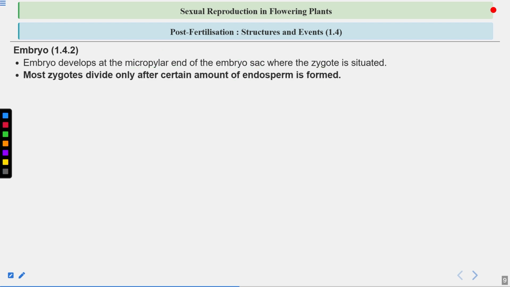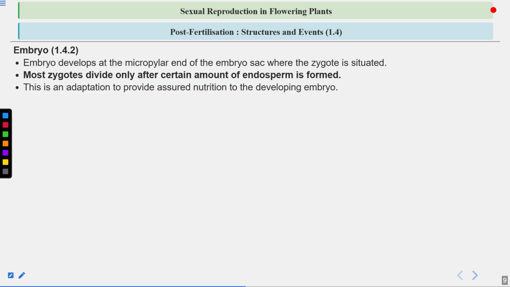Most zygotes divide only after a certain amount of endosperm is formed. Very important line, and that is why it is highlighted. And why this? Because the development of the embryo requires some nutrition, and when the endosperm is formed, the nutrition is provided by that endosperm to the developing embryo.